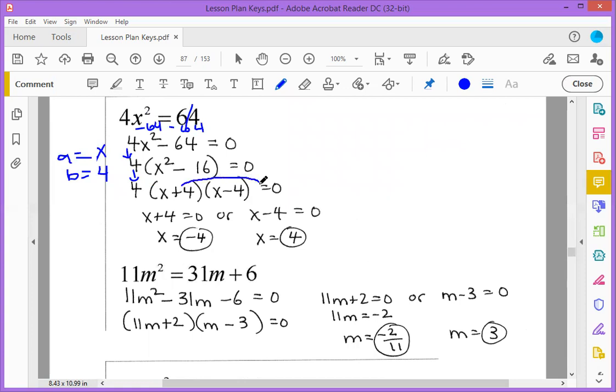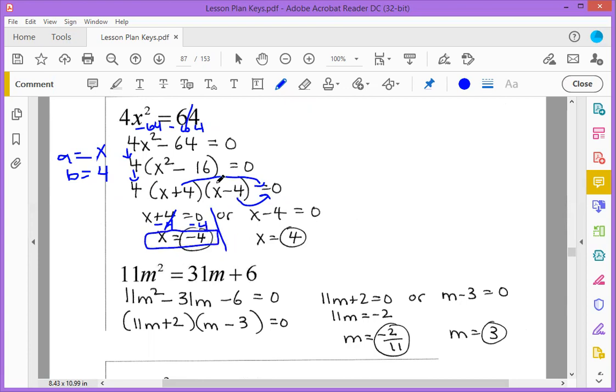Now we'll set both of these factors equal to 0 and solve the equations. So x plus 4 equals 0. We solve by subtracting 4 from both sides of the equation. The 4's cancel on the left, leaving x. And on the right side, 0 minus 4 gives us our first solution, negative 4.